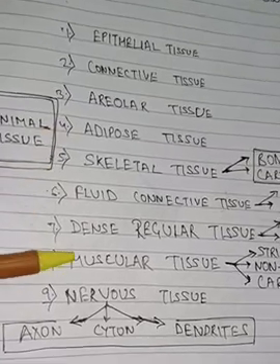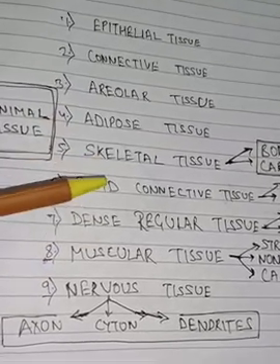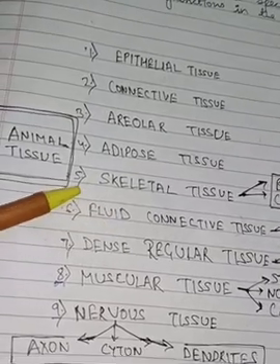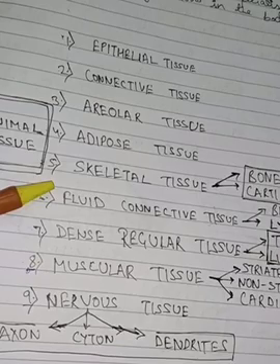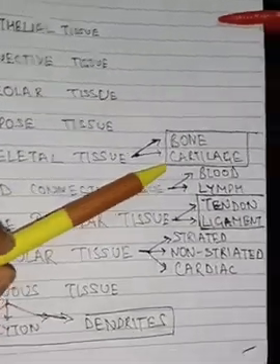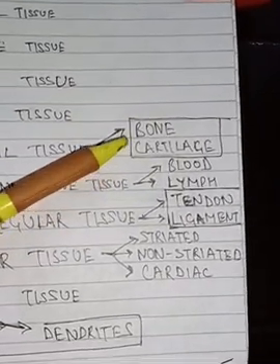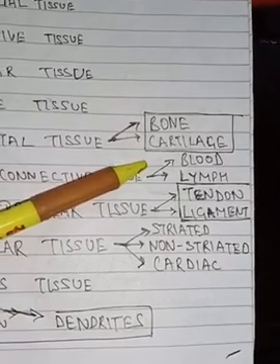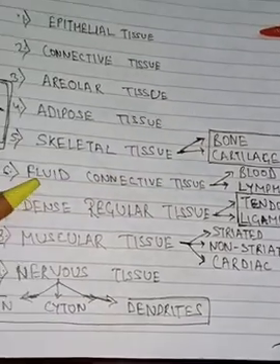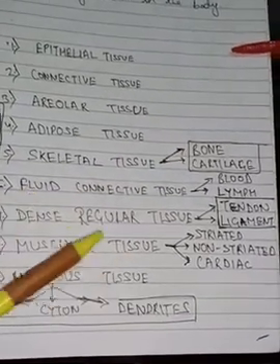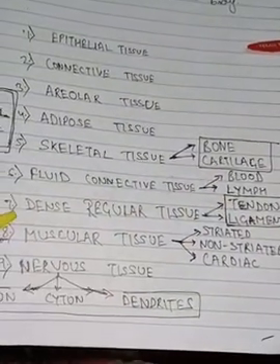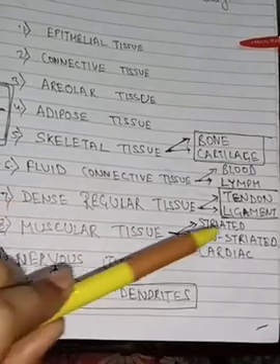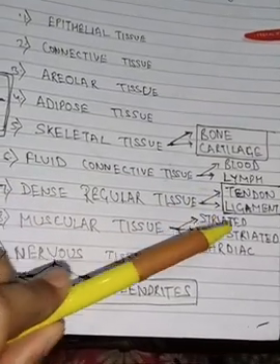Now these tissues are also divided into further parts. This is the fifth one, the skeletal tissue, and skeletal tissue is divided into 2 parts, that is bone and cartilage. Next is the fluid connective tissue. It is divided into blood and lymph. Then dense regular tissue is divided into tendon and ligament.